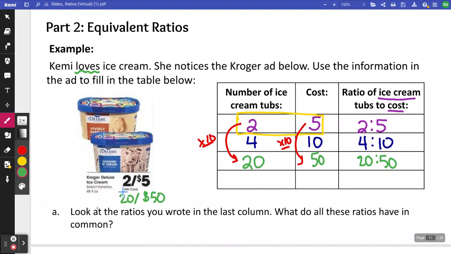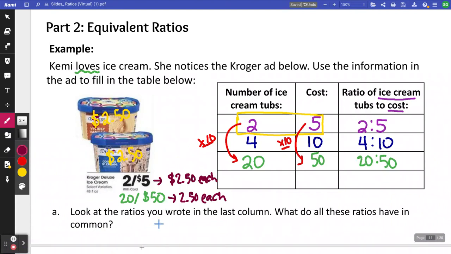Well, when the ad says 2 tubs of ice cream for $5, that means each one of these tubs of ice cream is going to cost how much money? If I say 2 tubs cost $5, it means each tub costs $2.50. We can figure that out using division. So that's $2.50 each. When we say 20 for $50, yes, of course, that is a ton more ice cream. But if you do that same division, you're getting the same deal here. If I divide the $50 by 20, that's also $2.50 each.